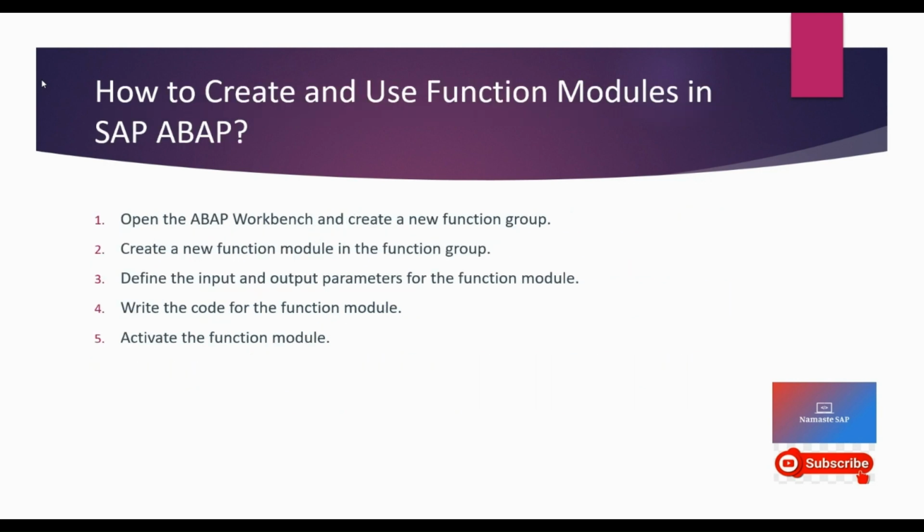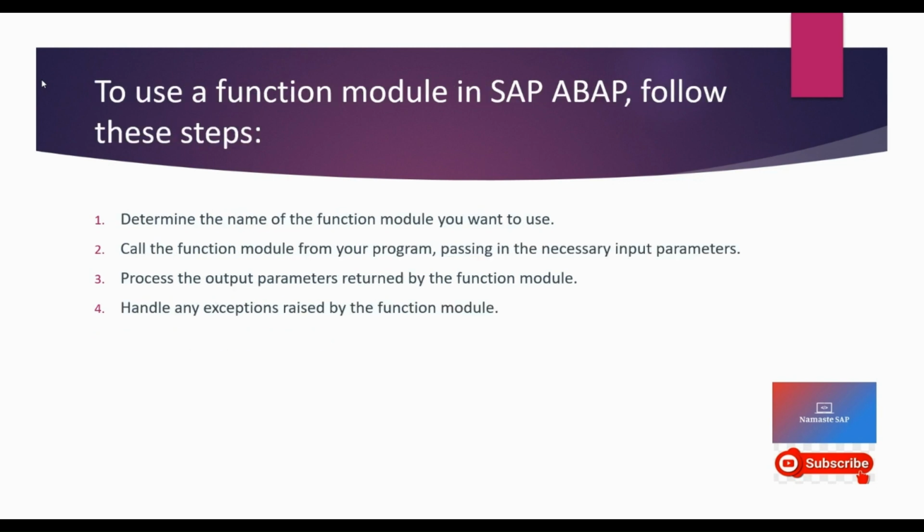How to create and use function modules in SAP ABAP? To create a function module in SAP ABAP, follow these steps. Open the ABAP workbench and create a new function group. Create a new function module in the function group. Define the input and output parameters for the function module. Write the code for the function module. Activate the function module. To use a function module in SAP ABAP, follow these steps.